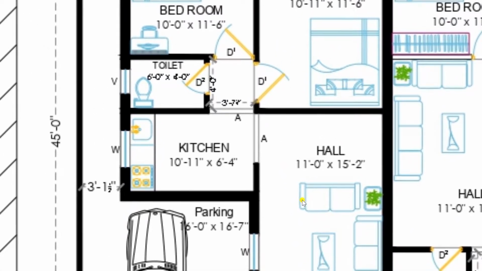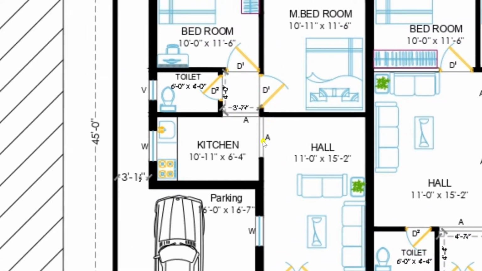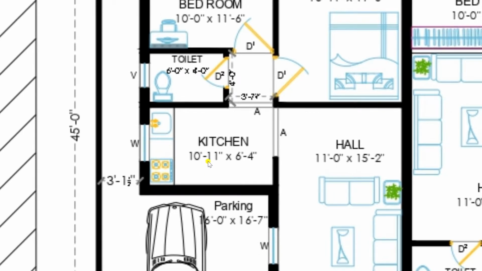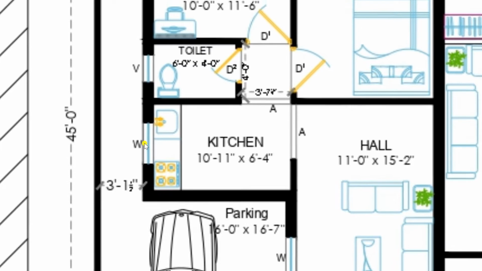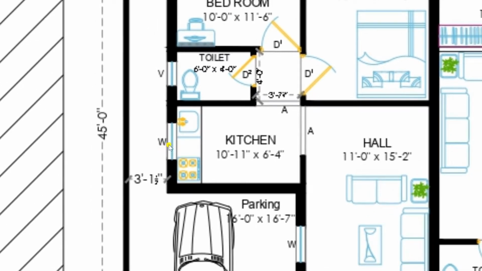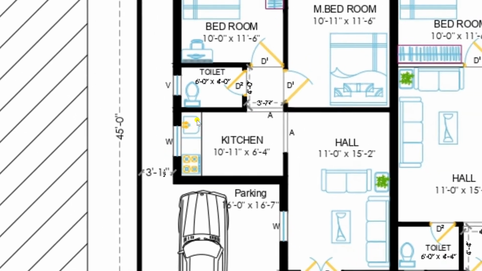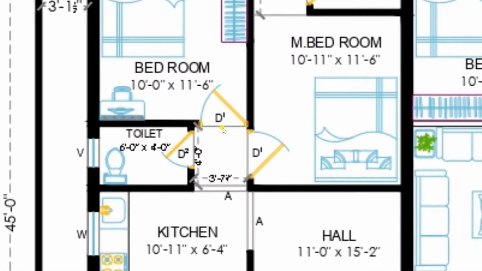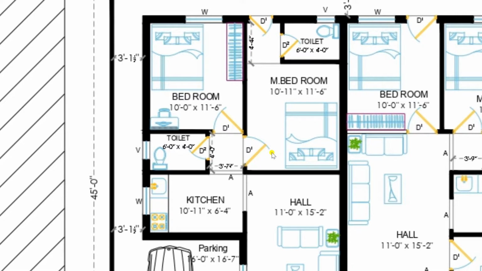Now let us enter into the kitchen. There is an arch provided of 4 feet and the kitchen has a very open classic area of 10 feet 11 inches by 6 feet 4 inches. Here you can view there is a window of size 4 feet, and there is a lobby. From this lobby you can enter into the two bedrooms.